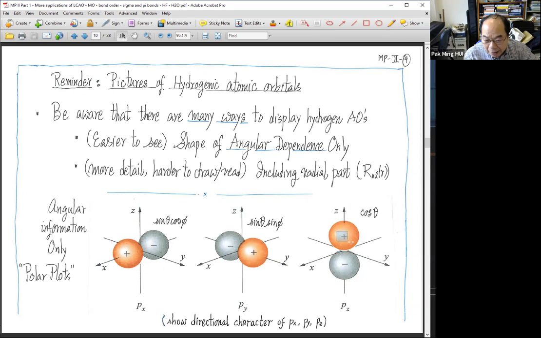And the plus minus here is the sign of the wave function. For example, think about cosine theta. This is a spherical coordinate. Therefore, the theta is counted from the z direction. So when you have theta equals 0, it is plus 1. So it is this longest distance from 0, 0, 0 up to here if you are plotting a polar plot.